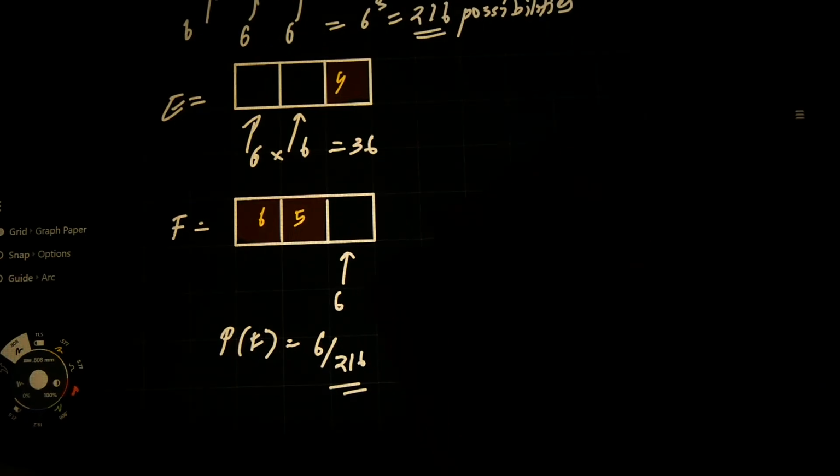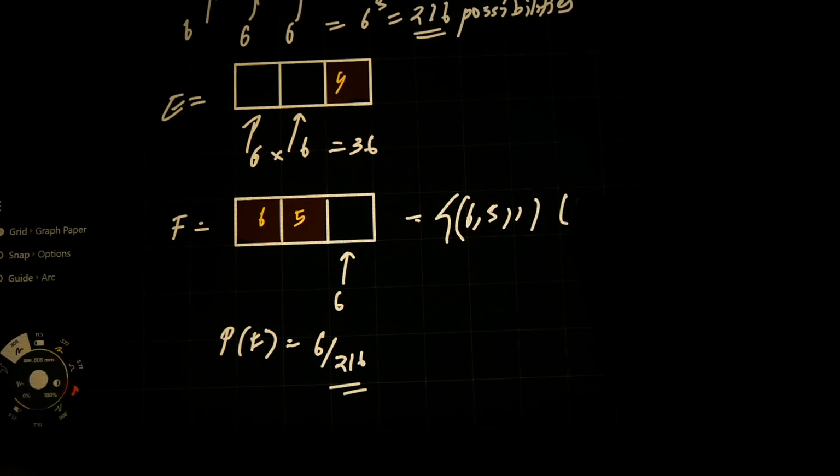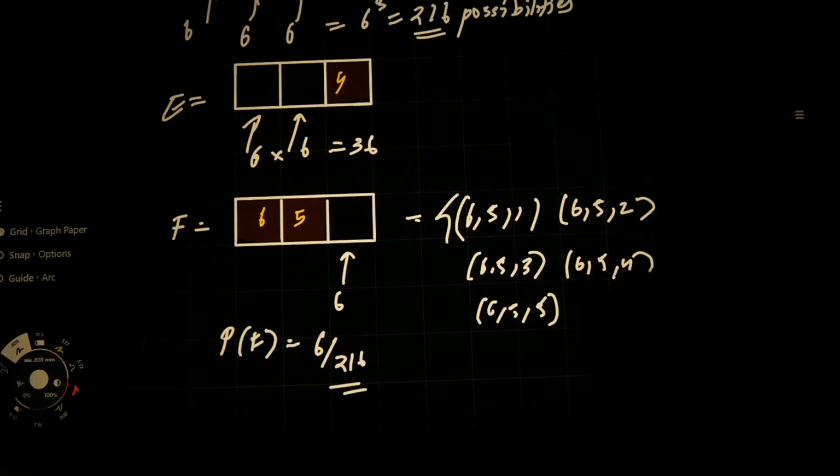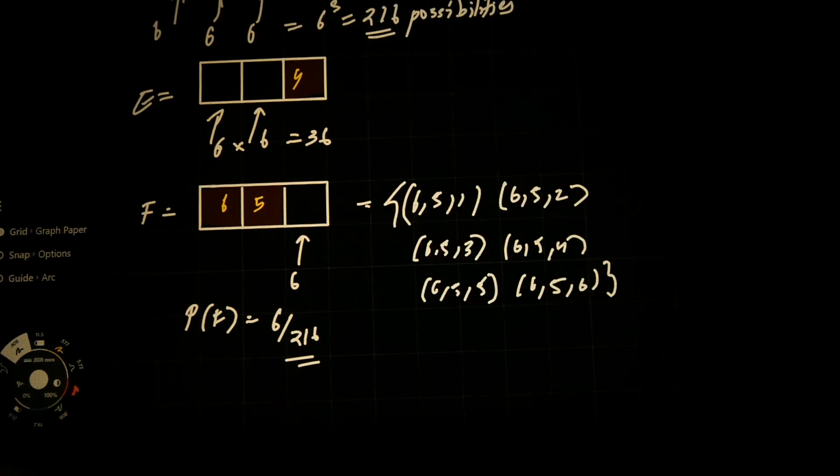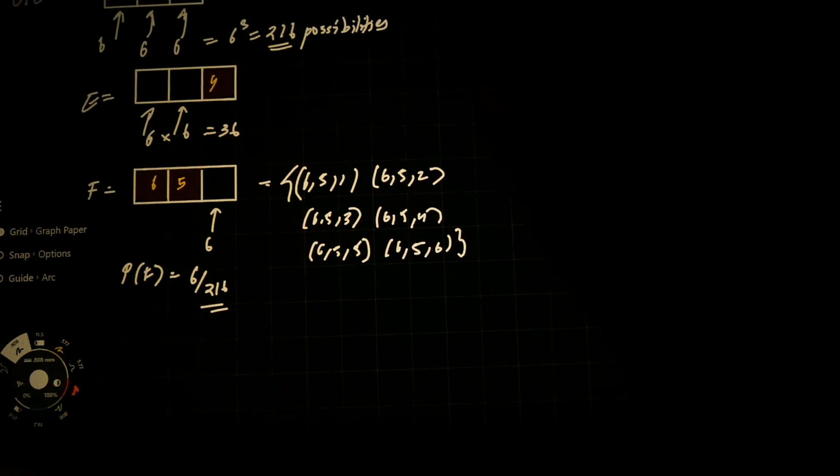Now let's discuss what are the possibilities here. You can have 651, you can have 652, 653, 654, 655 and 656. You don't have to write it, but I'm writing it just so that you can understand things better. Now what is E intersection F?